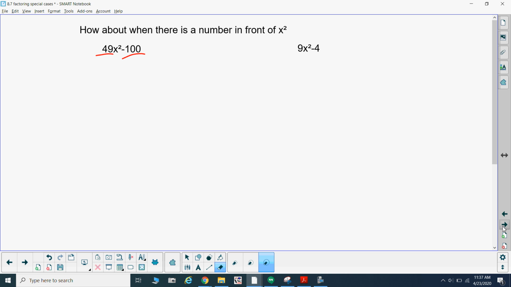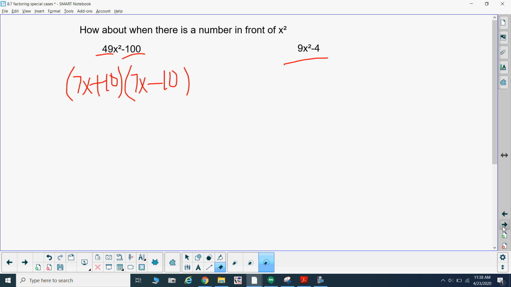Well, if they're both perfect squares, you still treat it the same way. 49 is 7 squared. 100 is 10 squared. So one's going to be plus, one's going to be minus. Square root of the first thing is 7x. Square root of the last thing is 10. Square root of the first thing, square root of the last thing.